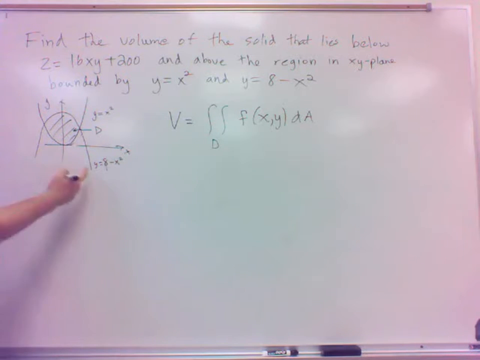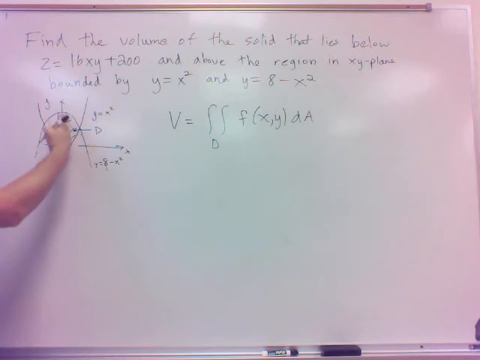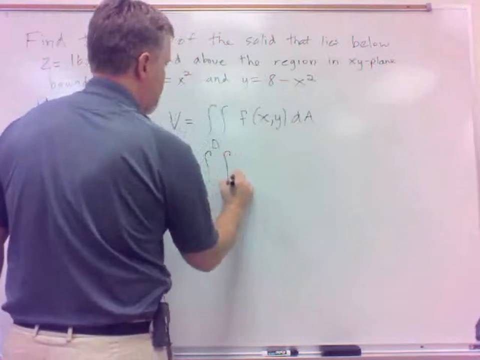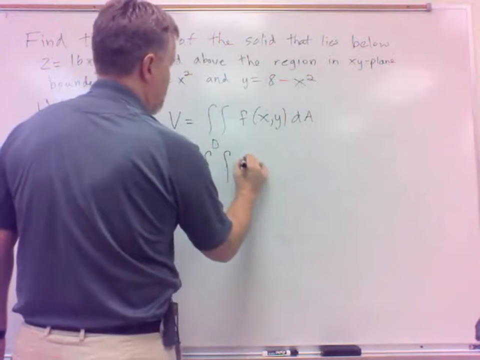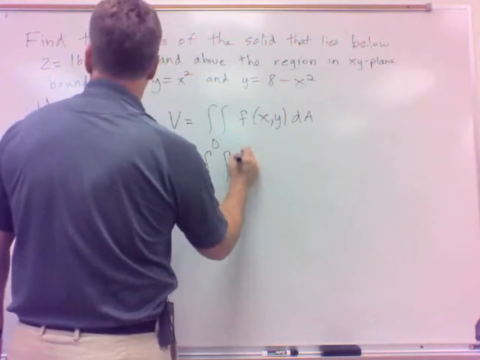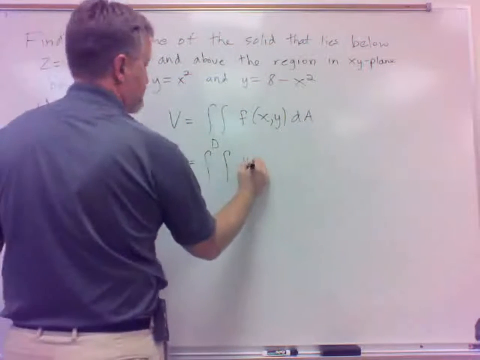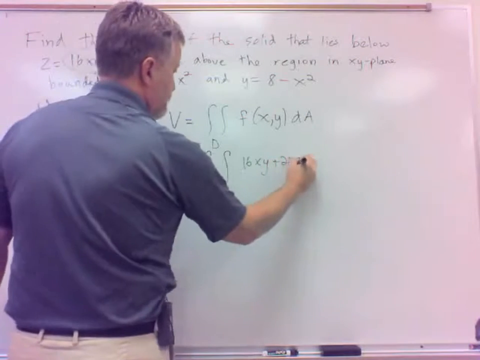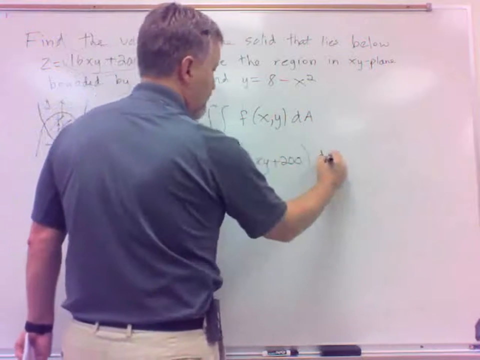In this case, because of the way it's set up, I think certainly doing the y's first. Y goes from x squared to 8 minus x squared. That'd be a whole lot easier than doing the x's first this way. And so that makes sense here to do our double integral of f of xy, which is this 16xy plus 200. Do that dy and then dx.